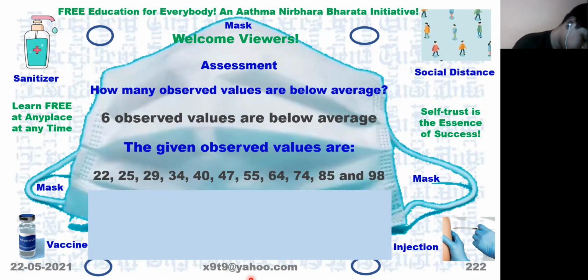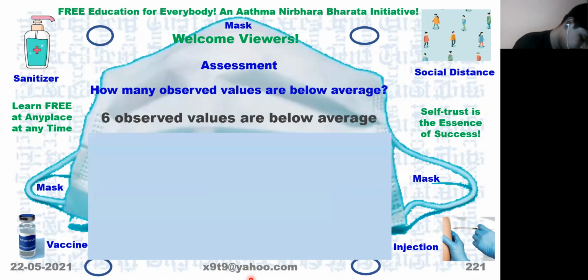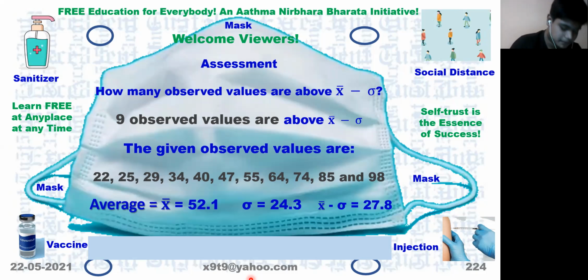So how many observed values are above X bar minus sigma? Now calculate what is X bar minus sigma. One minute. Minus sigma and plus sigma, sir. First you find one by one, everything is not required. So X bar minus sigma, you find out how much it is.